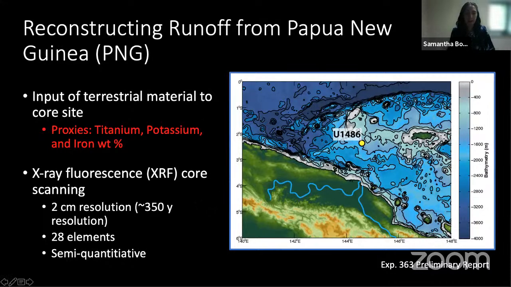We scanned about every 2 centimeters, so that's about every 350 years. We scanned 28 different elements. There's a whole treasure trove of data here, beyond just these 3 elements, and I'm sure that will produce interesting things down the line as well. We calibrated these data from counts per second into weight percent through a flux fusion method on a handful of samples throughout the core.